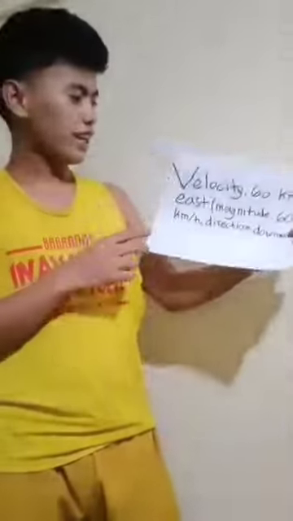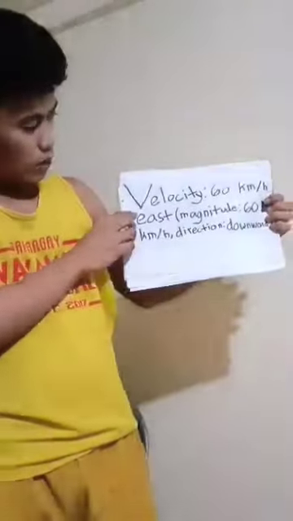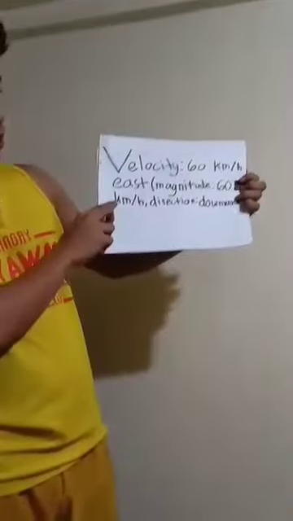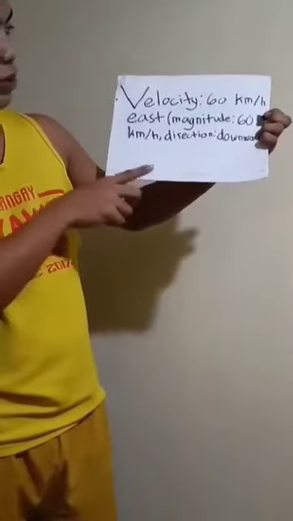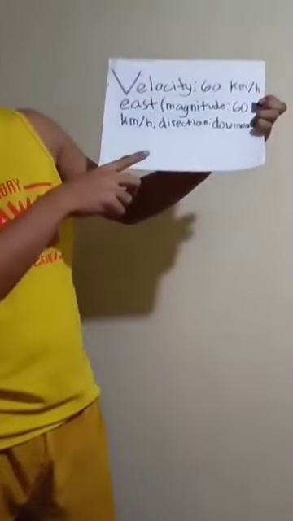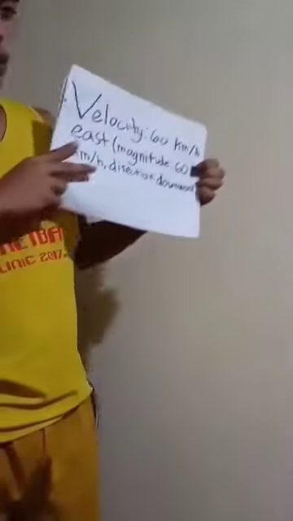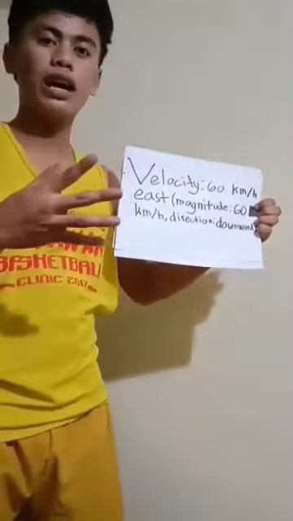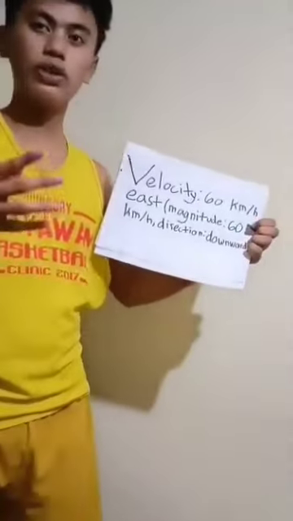Now, we're going to see the examples of vectors. So these are the examples of vectors. The velocity has 60 kilometers per hour to the east, so the magnitude is 60 kilometers per hour, and the direction is eastward. As you can see, vectors have magnitude and direction, but scalars have no direction. They only have magnitude.